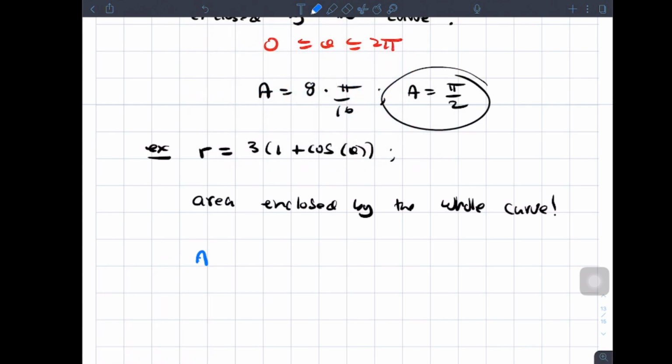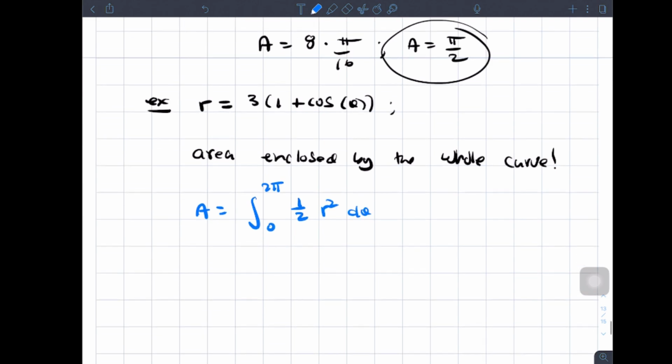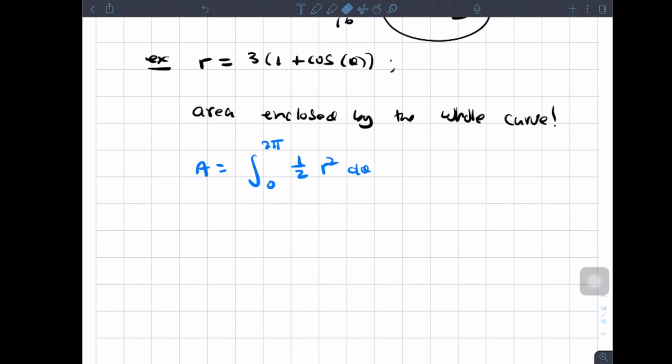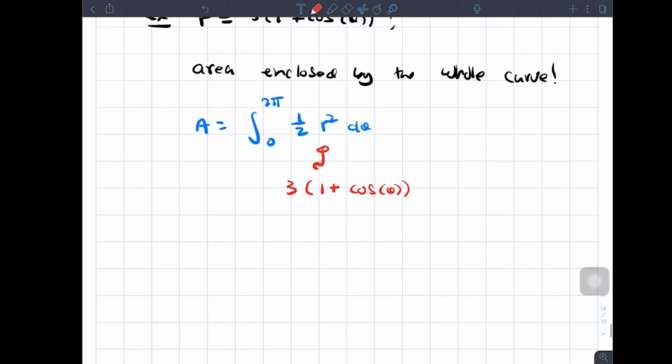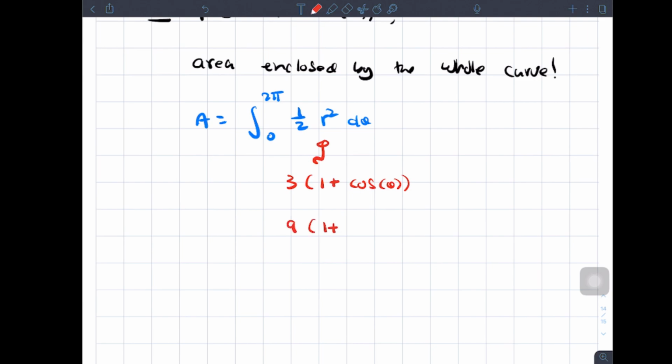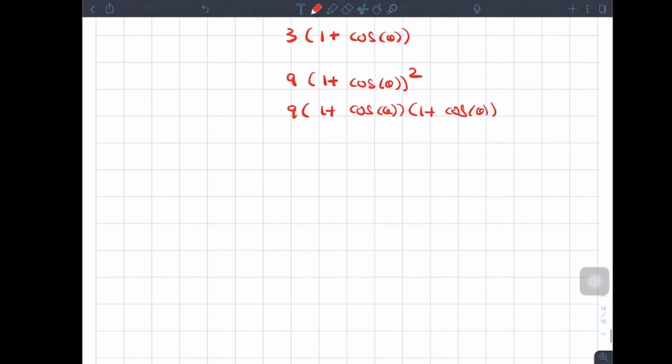So here's what this is. Area will be the integral from 0 to 2 pi, enclosing the whole curve, of 1/2 r squared d theta. Now, r, remember, is 3 times 1 plus cosine theta. So when we square this, it's 9 times 1 plus cosine theta squared. Of course, this means we're going to have to use FOIL again from algebra. So we get 9 times 1 plus 2 cosine theta plus cosine squared theta. You can say that's 9 plus 18 cosine theta plus 9 cosine squared theta.